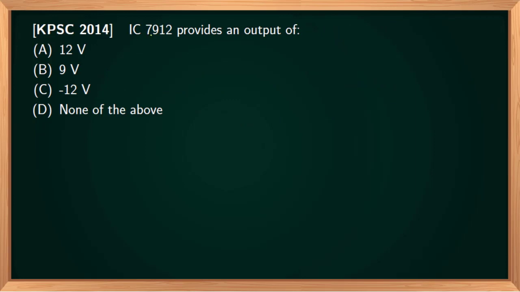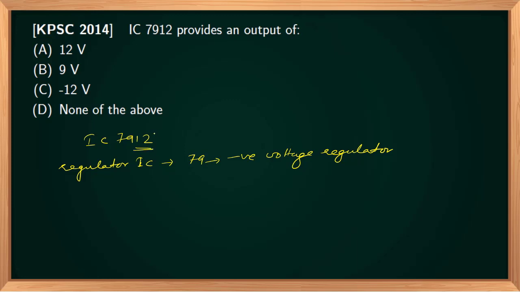Next question, IC 7912 provides an output of option A, 12 volt, option B, 9 volt, option C, minus 12 volt, option D, none of the above. IC 7912 is a regulator IC, and 79 indicates that it is a negative voltage regulator. The last two digits indicate the voltage level. So IC 7912 is a minus 12 volt regulator, producing a minus 12 volt regulated output from the input supply.